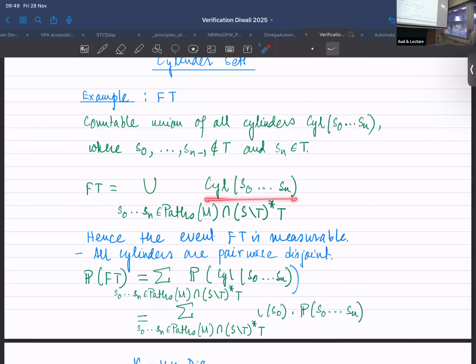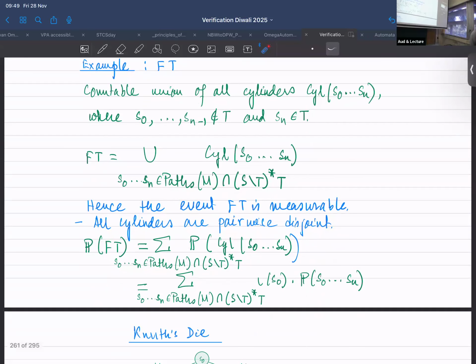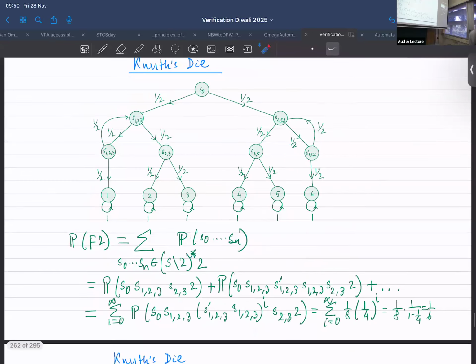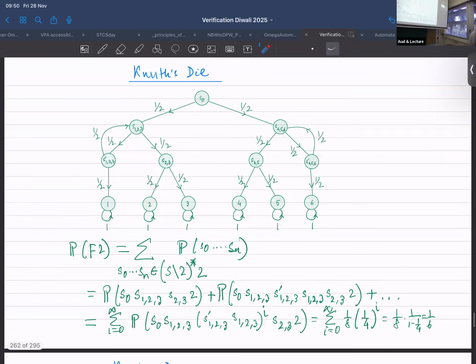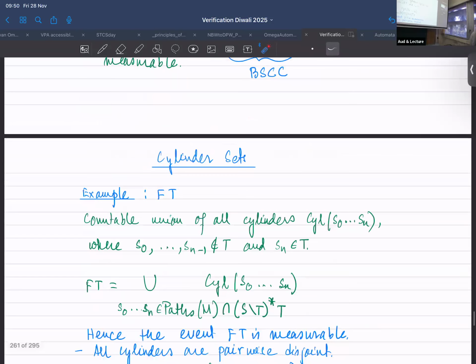Right. So this is something that we saw, the eventually T event, which is just the countable union of such cylinders, and these cylinders are all pairwise disjoint, so you can just sum them up. Good. And as an example, we talked about the probability of eventually T, and we looked at all the different cylinders corresponding to it.